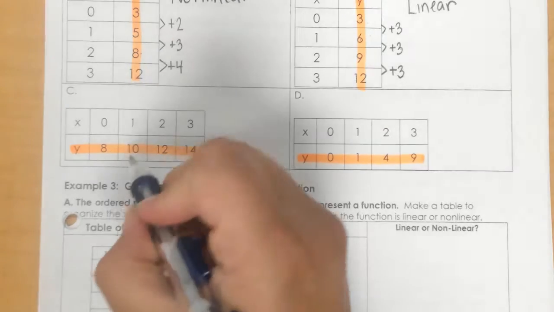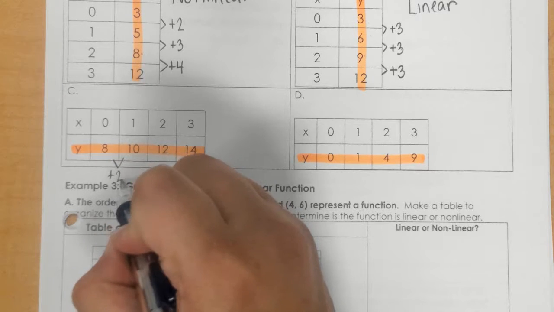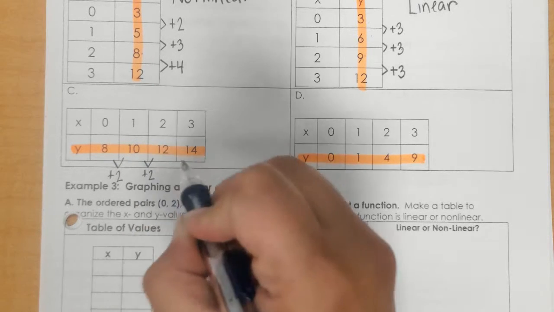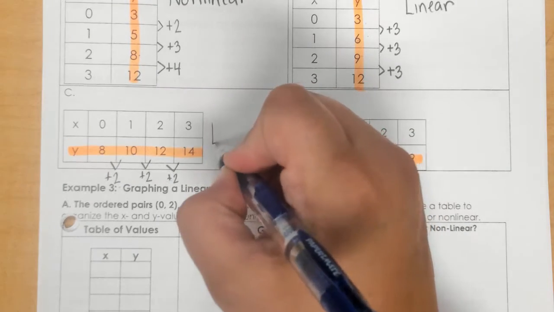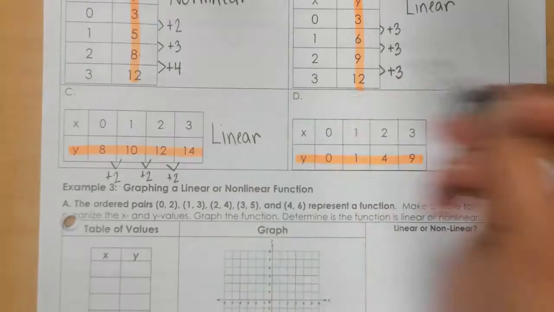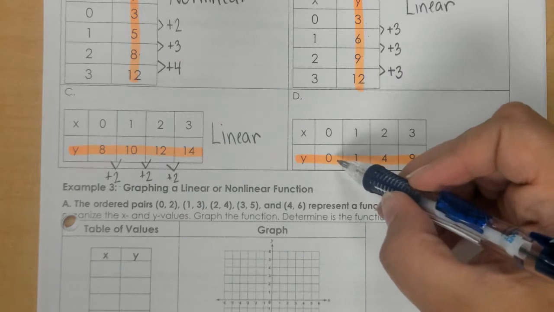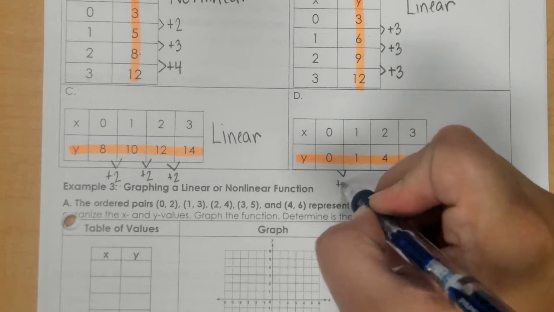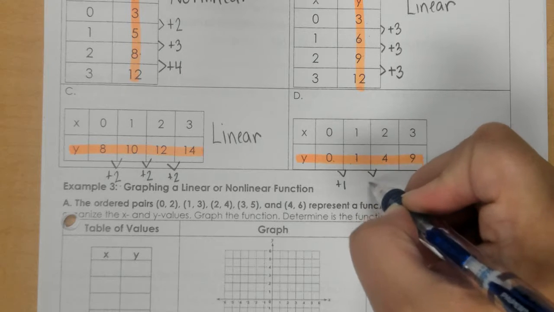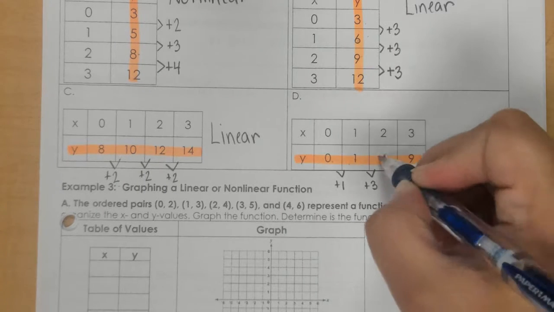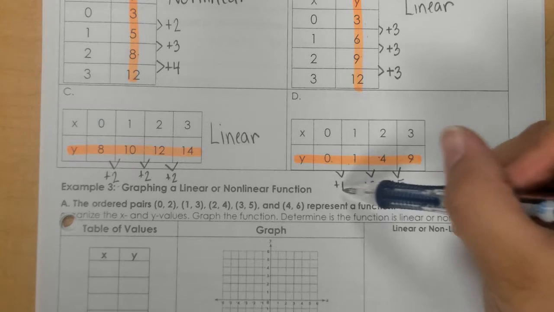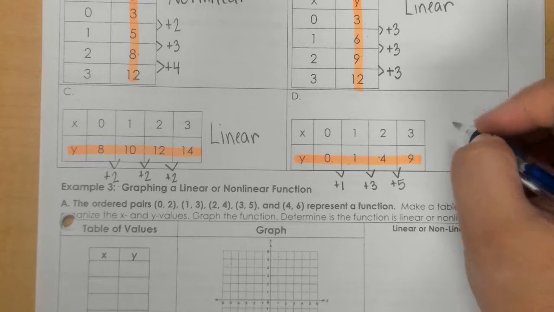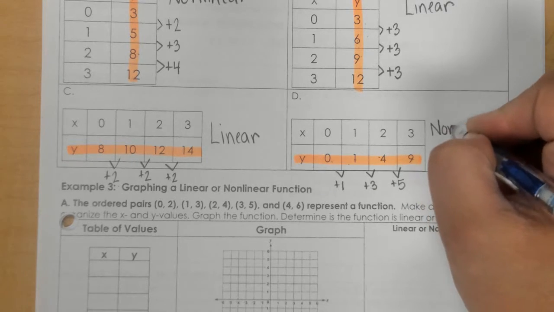Okay, from 8 to 10, you increase by 2. 10 to 12, increase by 2. 12 to 14, increase by 2. So, since that is the same number, this would be linear. Okay. For D, 0 to 1, that's an increase of 1. 1 to 4, it's an increase of 3. And from 4 to 9, it's an increase of 5. So those numbers there are different. So that would be nonlinear.